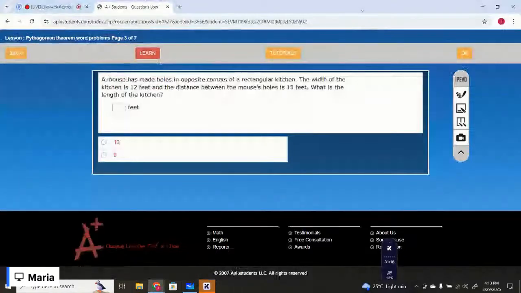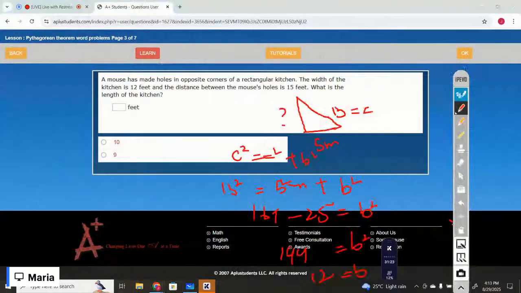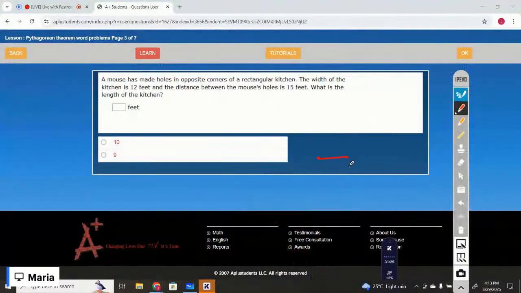Mice made holes in opposite corners of a rectangular kitchen. The width of the kitchen is 12 feet, and the distance between the mouse holes is 15 feet. What is the length of the kitchen?